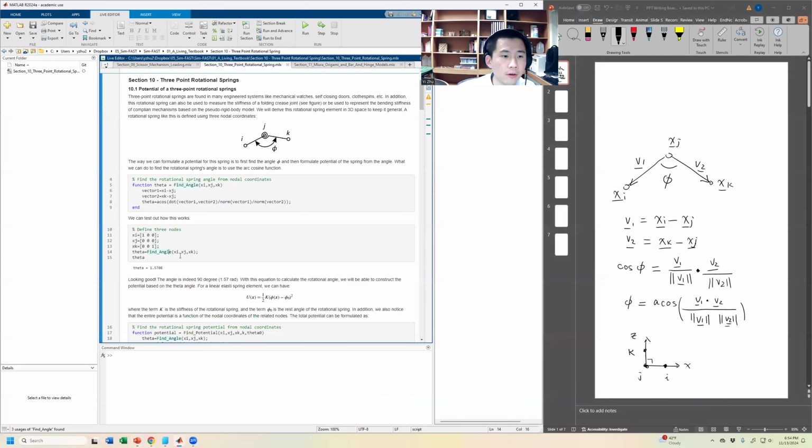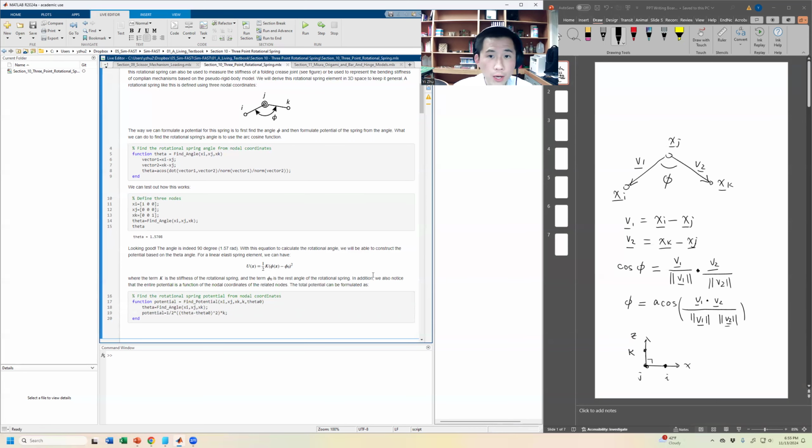And if we use this find angle algorithm, what we found is that we get the theta of 1.57, which is in pi, so 1 half of pi, so 0.5 pi. And just pay attention here that we're not using degrees, we're using the radian unit. So 1.57 rad is exactly 90 degrees, and that's a good indication that we're doing the calculation right. So now that we have a way of calculating the angles formed with the three nodes, what we hope to do is to create a spring potential out of it.